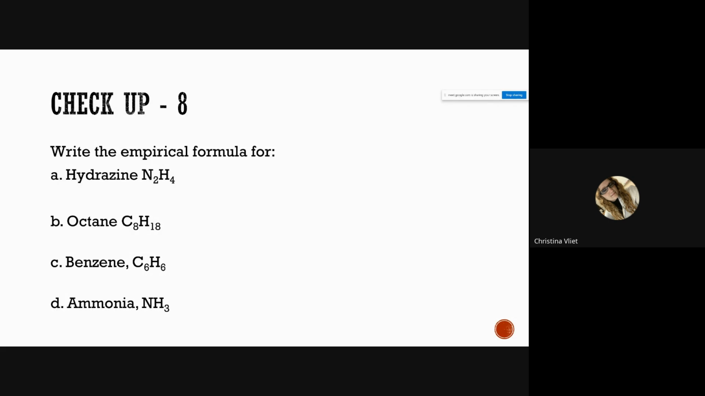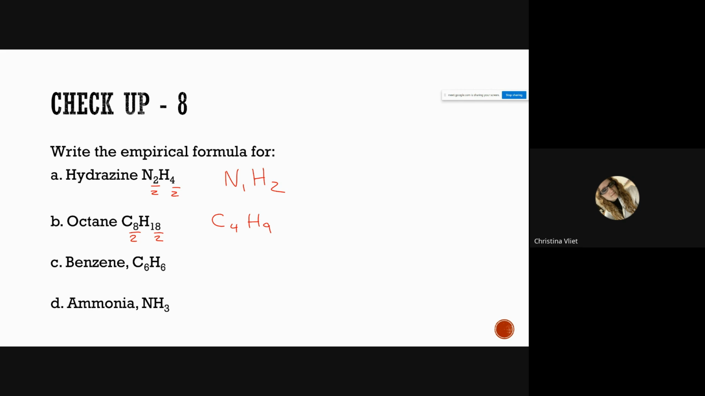So N2H4, what do we do to get the empirical formula? Divide by 2. The empirical formula here is N1H2. What about C8H18? Divide each of these by 2. C4H9 is the simplest ratio of those elements that keeps the mass percentages the same.